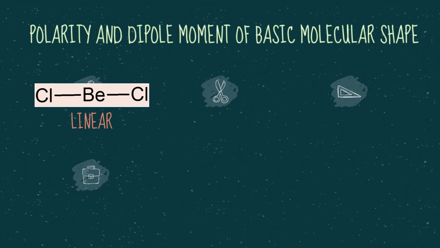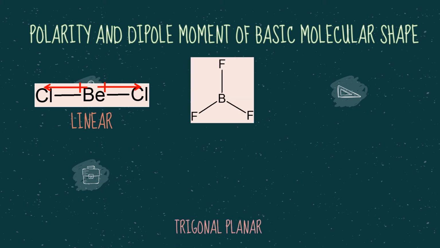Now let's look at the polarity and dipole moment of the basic molecular shapes. Basically, all 5 basic molecular shapes have a 0 dipole moment and are said to be nonpolar. As you can see, the first one is linear. The 2 bond dipoles pointing in opposite directions cancel each other out, so they give a 0 dipole moment, and hence it is a nonpolar molecule.